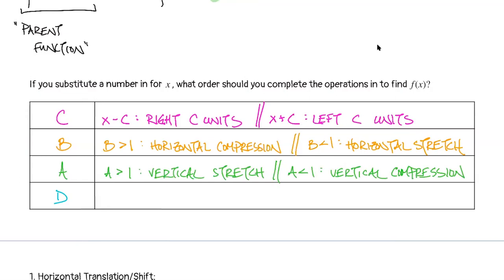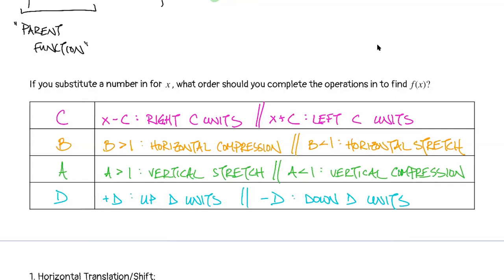And last but not least, that letter D is telling us if we have a plus D at the end, that's going to move it up D units. And if we have a minus D at the end, that's going to move it down D units. Okay.